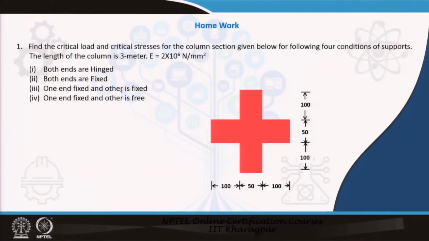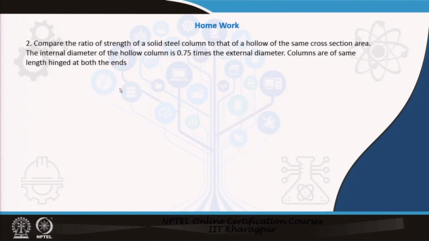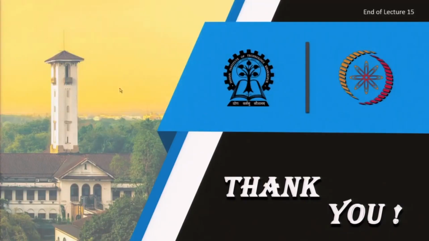I have two homework assignments for you. One is this: you have to find out the buckling load or the critical load for these 4 types of end conditions. The sections, lengths and E values are given. The second one is that you have to compare the strength of a solid steel column and a hollow steel column. Both are steel, and the internal diameter of the hollow one is 0.7 times the external diameter, and they have the same length and both ends are hinged. So kindly try these two homework assignments. Thank you very much.